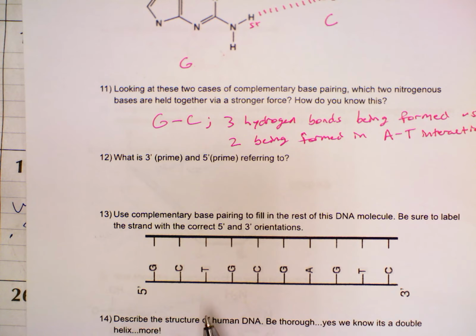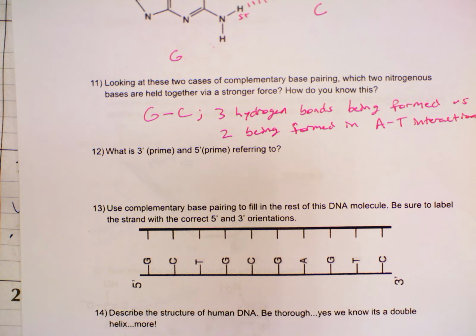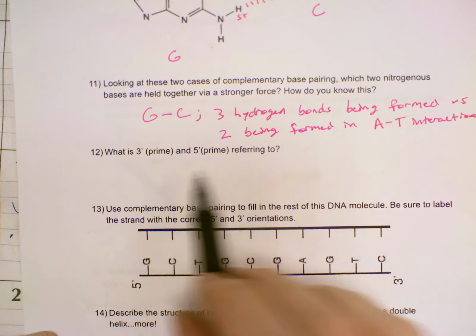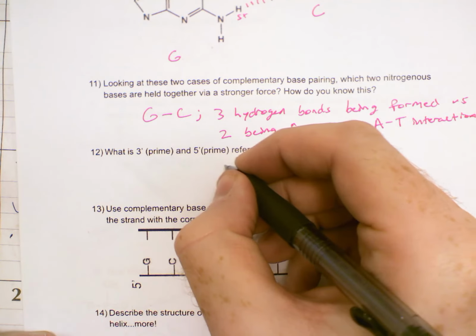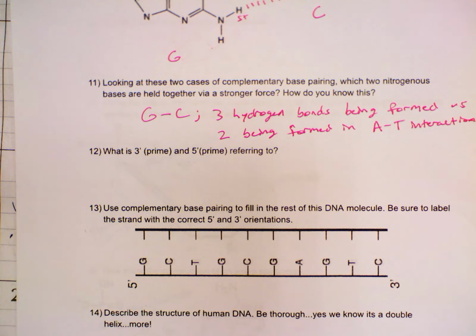Right. 12 is asking, what is 3' and 5' referring to? This is just a way of naming the carbons on really anything that's a carbon compound, but specifically it's used in DNA because it tells you which direction the strands of DNA are running. And we'll talk about this more later, but just to answer this question, what is it referring to? So if we go back to the structure of the deoxyribose sugar, that's where this comes in.